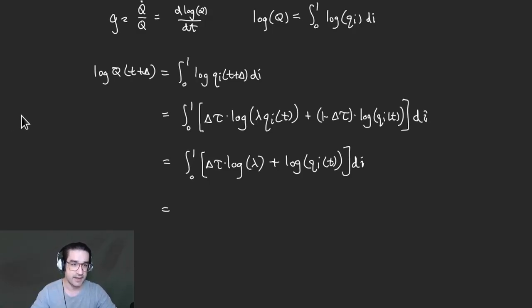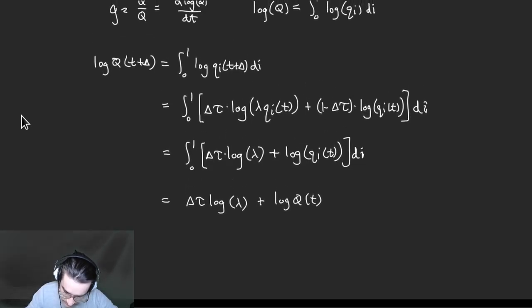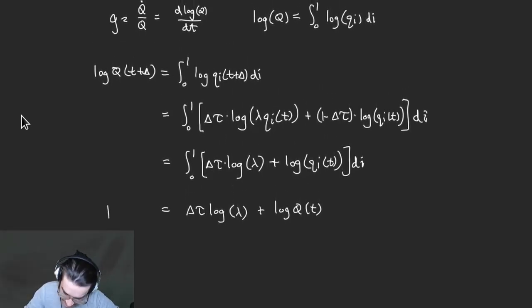Once we've done that, then we're golden. So factor that addition into two integrals. The left-hand integral is the integral of a constant over a unit interval, and that's just going to be itself, delta tau log of lambda. And the right-hand integral is the integral from 0 to 1 of log of q_i at t di. That's the log of all of q, because the integral of log of q_i at t is just log of q of t.